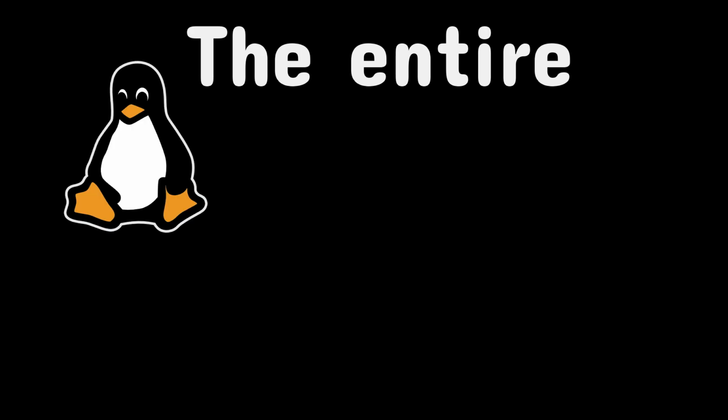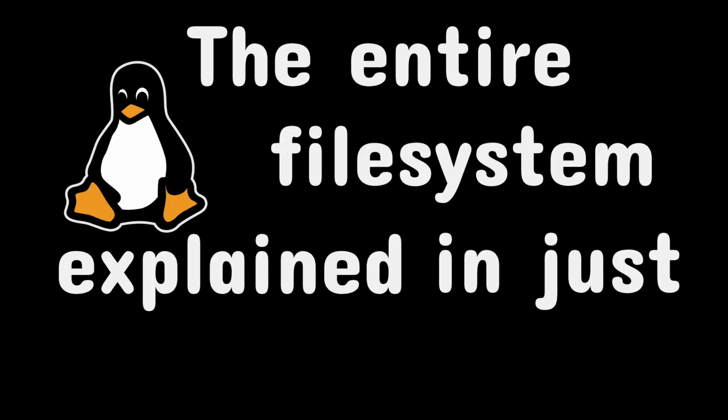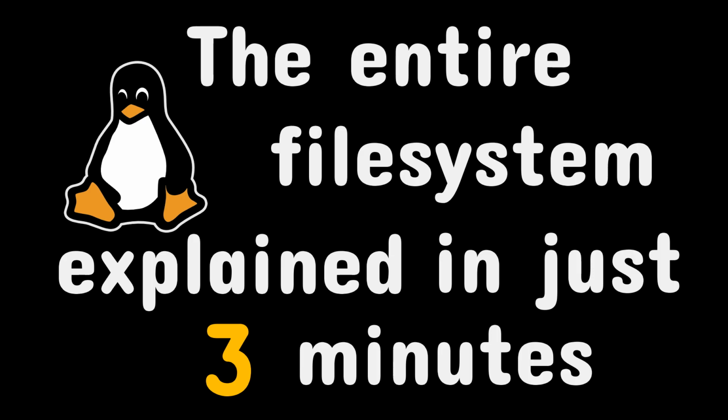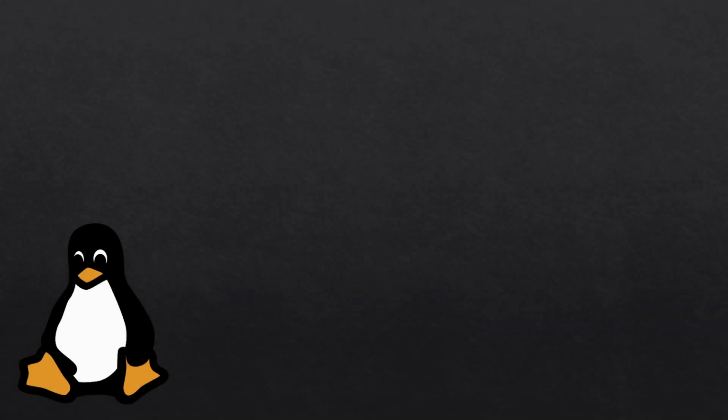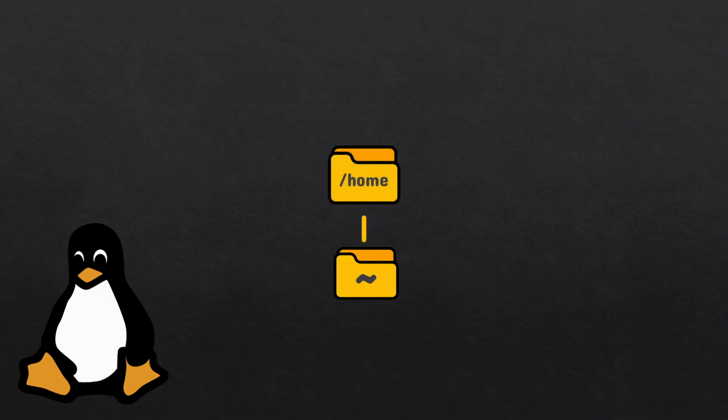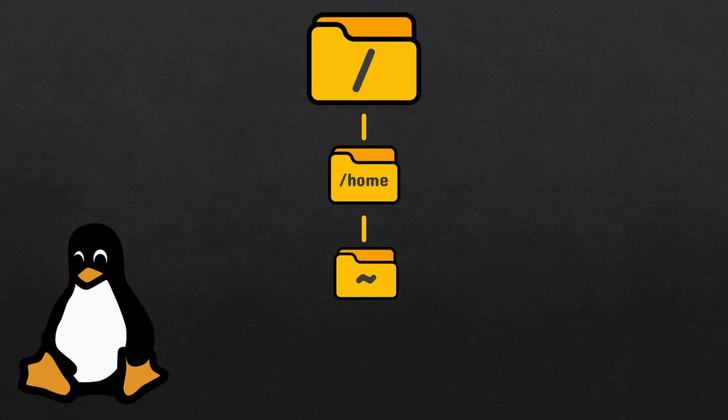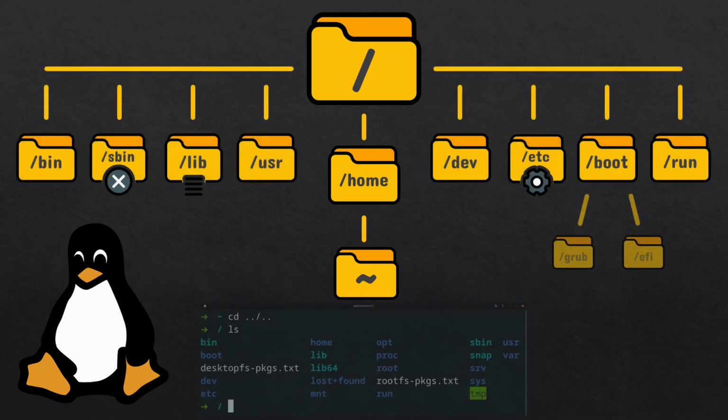The entire Linux file system explained in just 3 minutes. Let's go! When you open your terminal, you are located in the user home directory, or tilde directory, by default. This directory is located in a larger home directory, which is located in a root directory. This directory is the main Linux system directory and it contains all of the system folders.